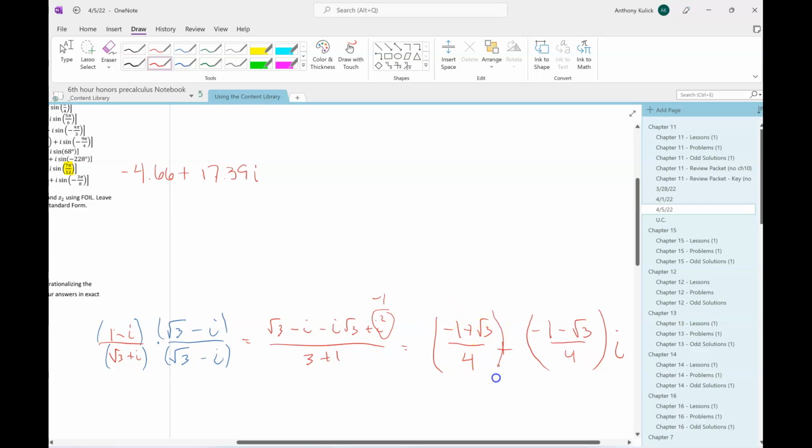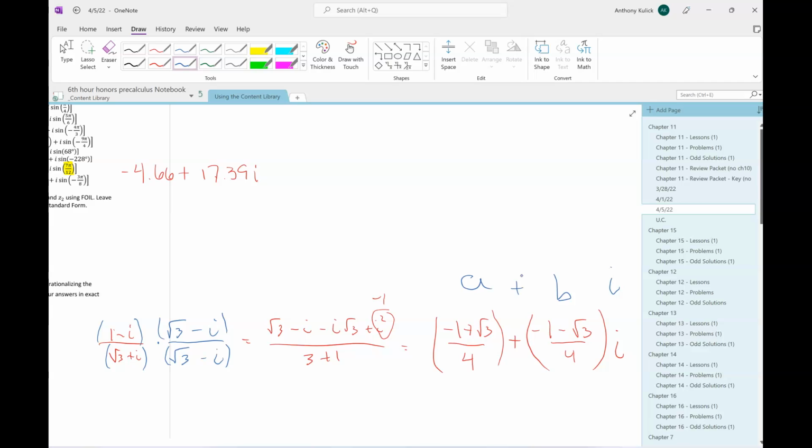I'm being careful here. I'm writing it in this strange way because I want a plus bi, right? It's asking us to write it in standard form. So that's why it looks kind of goofy. It's like, what was wrong with the fraction before? It's the same thing. Well, it is, but it just has not followed the directions so much.